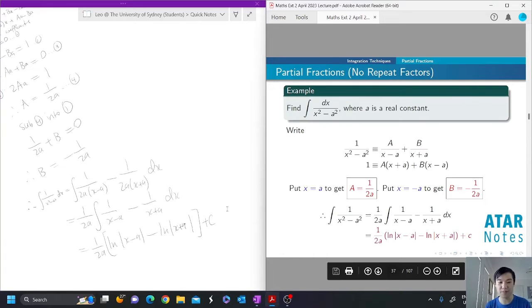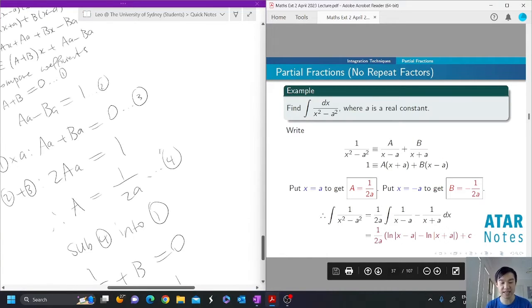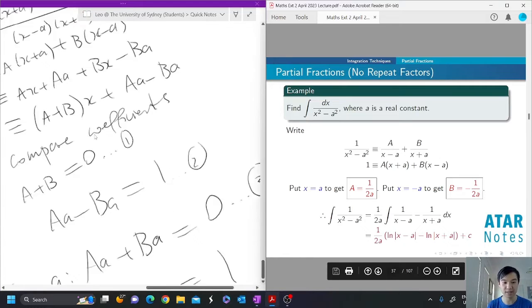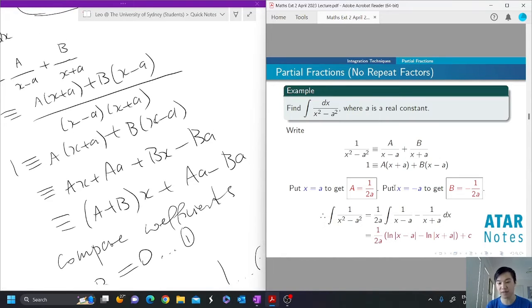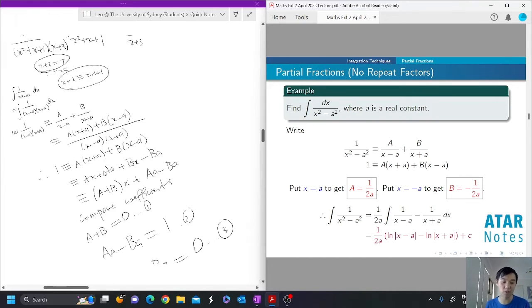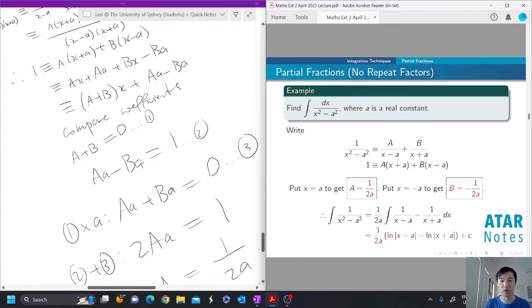So you can see here I did it by comparing coefficients, but another way you could have done it was you could have made smart substitutions. So back in this stage here, you could have let x equal a, so that that will cancel out. You get 2a times A is going to be 1, so therefore A is just 1 over 2a. Then you can substitute x equals negative a to get B is equal to negative 1 over 2a. So that would have been a faster way, but here it shows that both ways are valid.